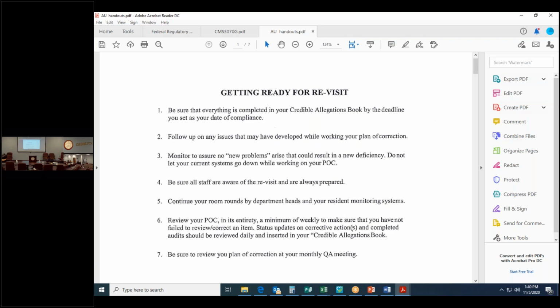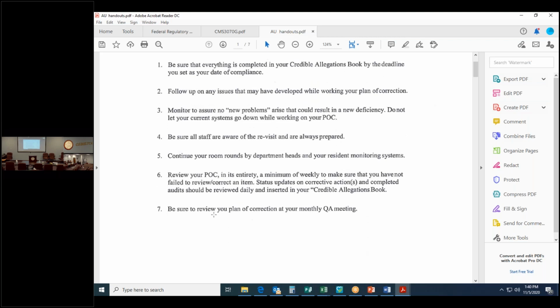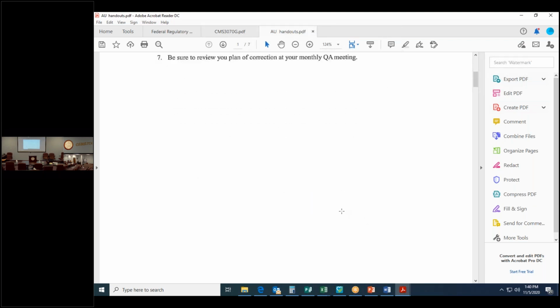And then go over your plan of correction with your core team so that each person knows what their responsibility is and that they have a deadline to get those things fixed and a written documentation sheet back to you or something solidifying that those things have been corrected. And it says be sure to review your plan of correction at your monthly QA meeting. QA is quality assurance. Some people do their QA meetings on a monthly basis, others do theirs on a quarterly basis. So it just depends.